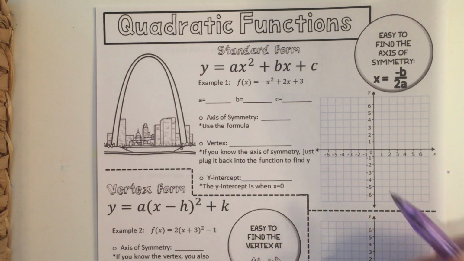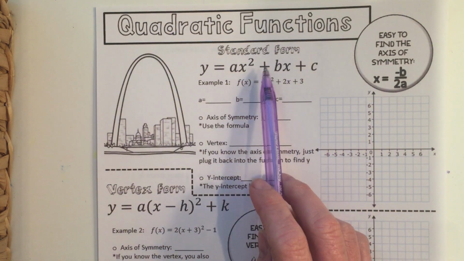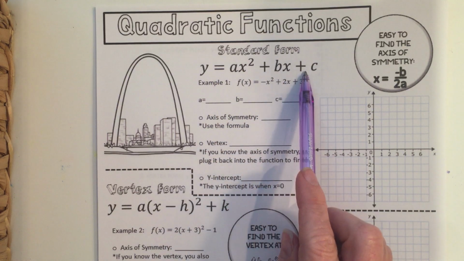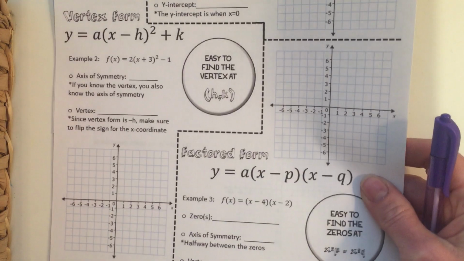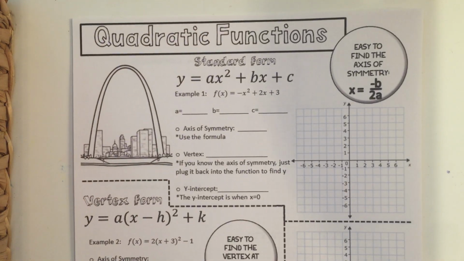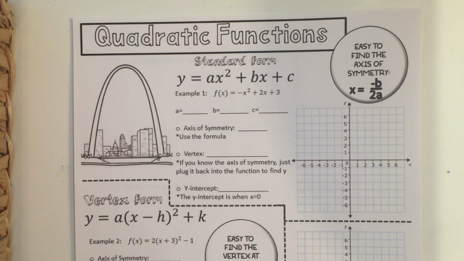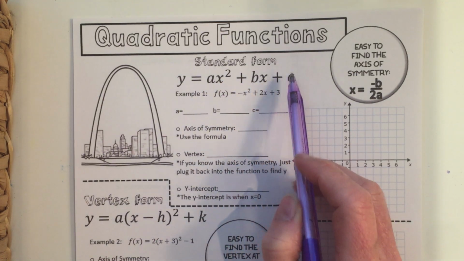We're going to be working on graphing parabolas, quadratic functions, from the three main forms: standard form, vertex form, which we learned yesterday, and factored form. So let's start with standard form. Before break, we learned that standard form was in the form of ax squared plus bx plus c.